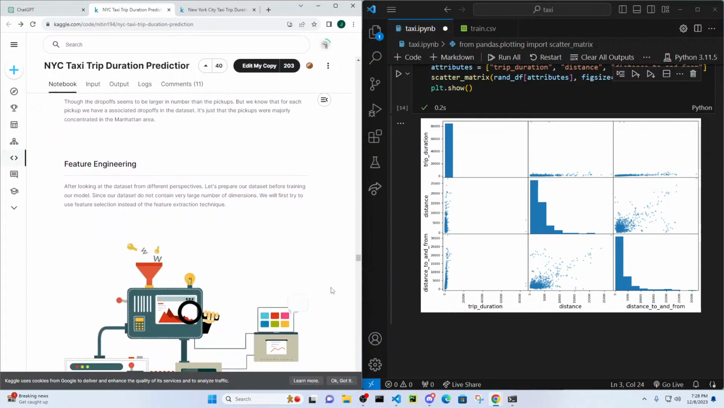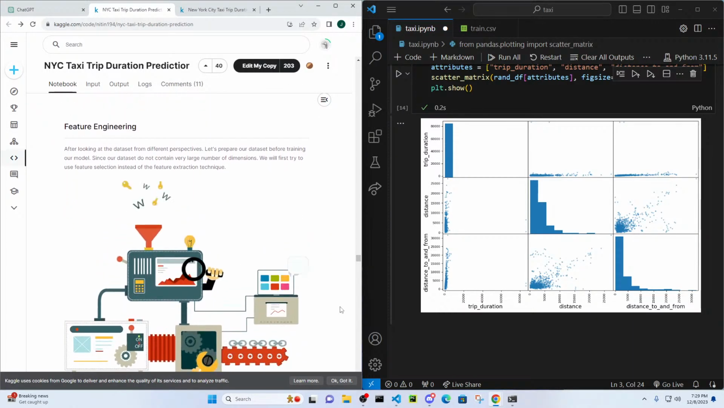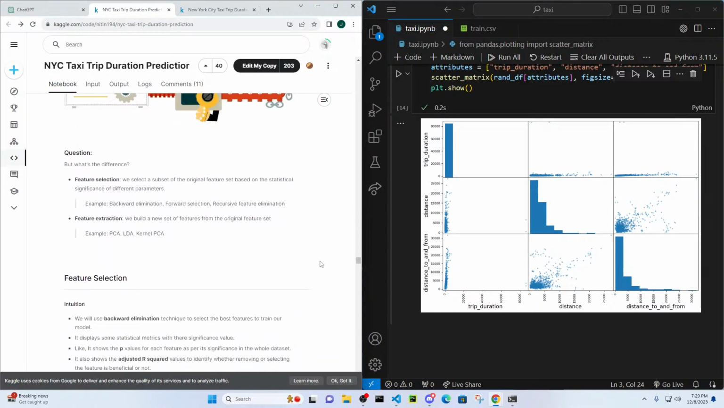Cool. All right, it's about 7:28 right now, so I'm gonna say we stop right here at the feature engineering, and then hopefully we can finish this up tomorrow.